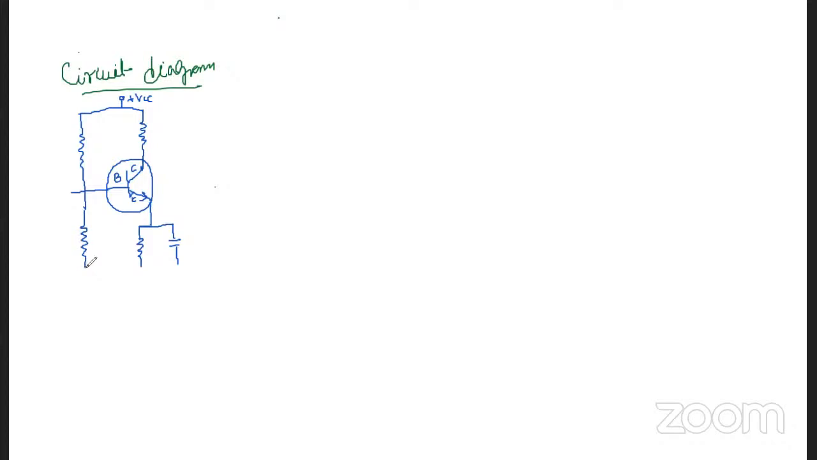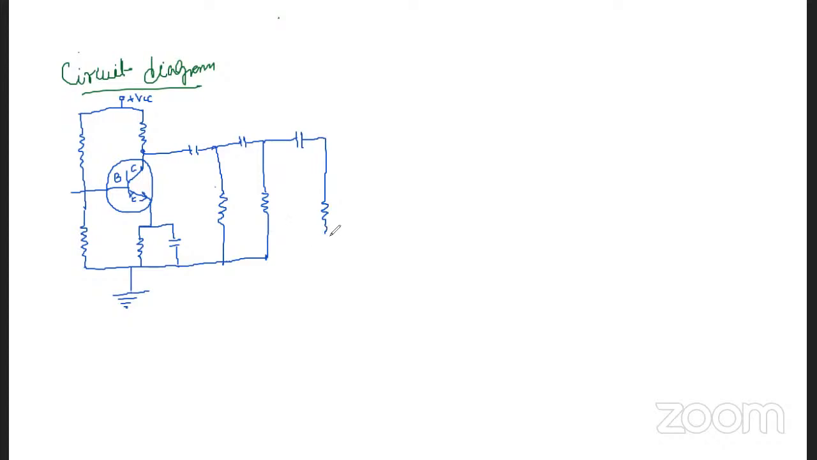This combination is connected to ground here. This is the collector, and from this one there is a capacitor. This is the RC combination which we have, and another capacitor. Here we have a resistance, and another capacitor here. Here we will connect another resistance. This resistance will be given as feedback here.